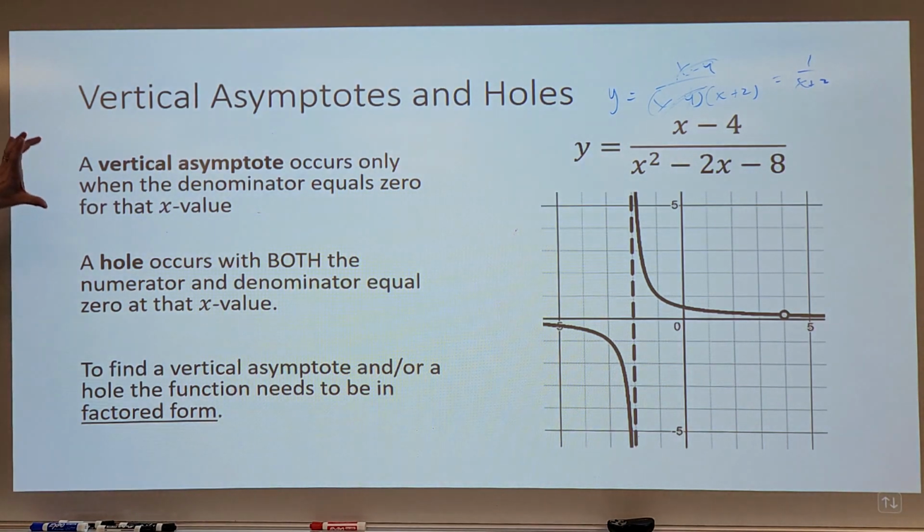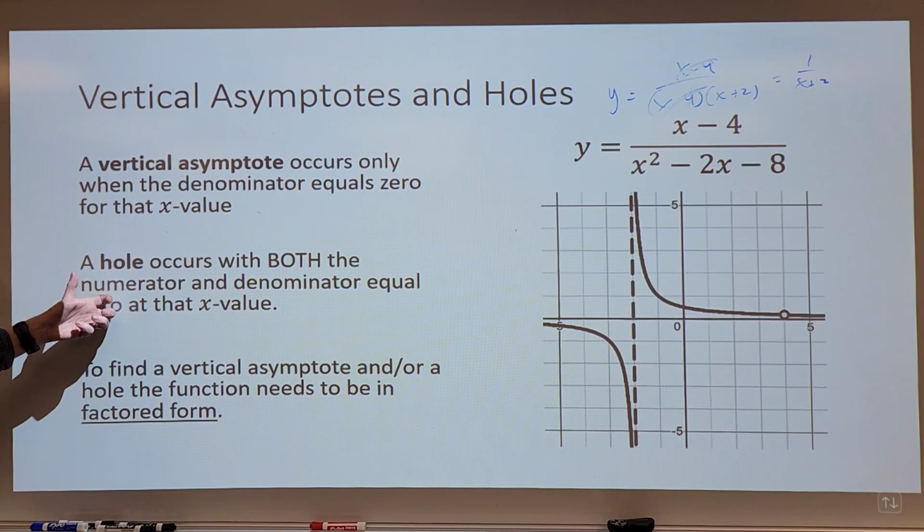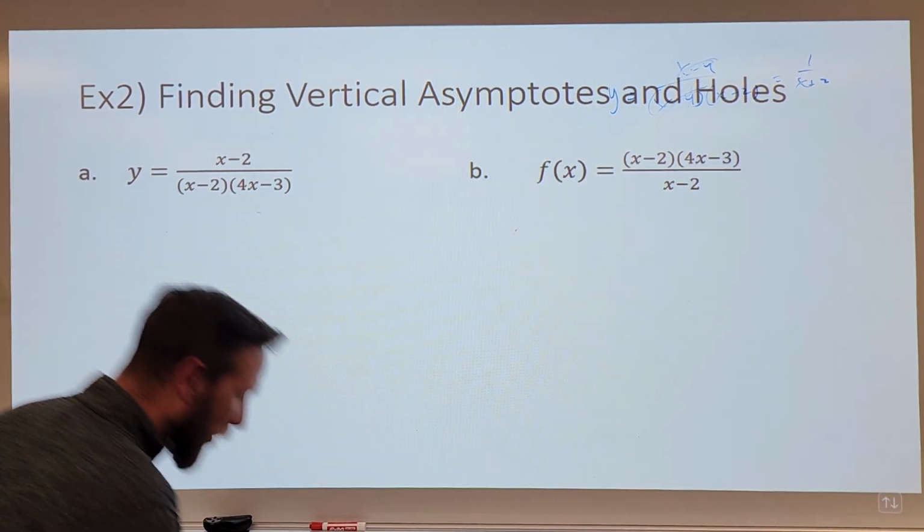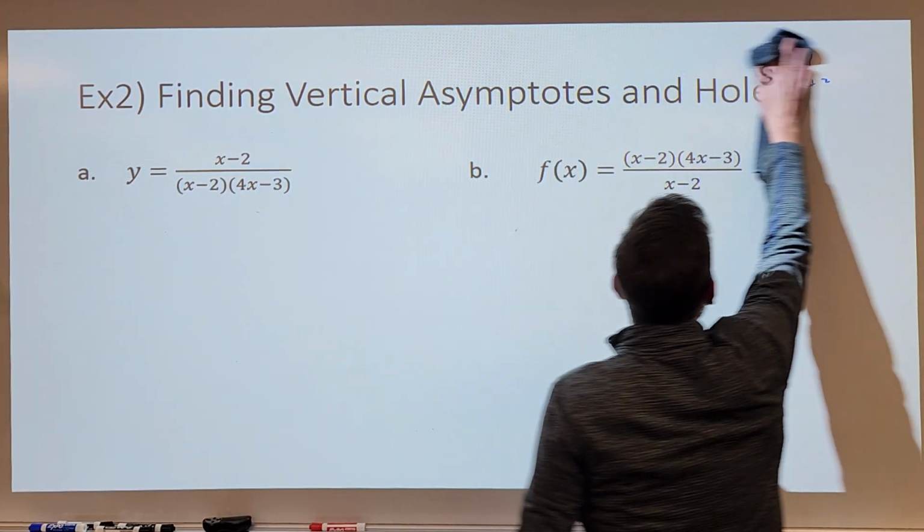All right, so again, finding the vertical asymptotes, that's where the denominator equals 0 for that x value, but only the denominator, right? Over here, if both numerator and denominator have 0 at that x value, then we're going to have a hole. All right, so this is why we have to do factored form. I said we weren't going to get away with that. So I'm going to do a couple of these, and I'm going to have you do a couple.